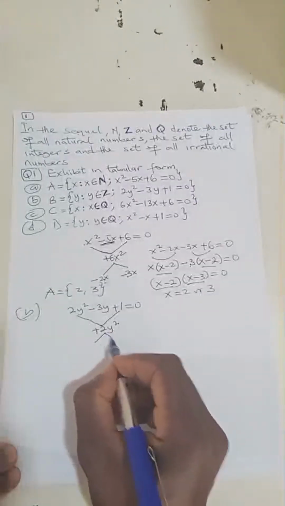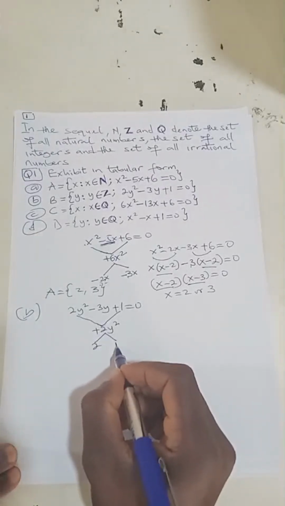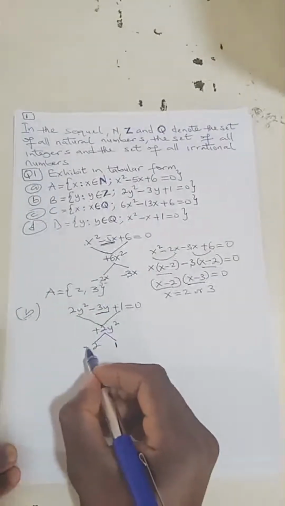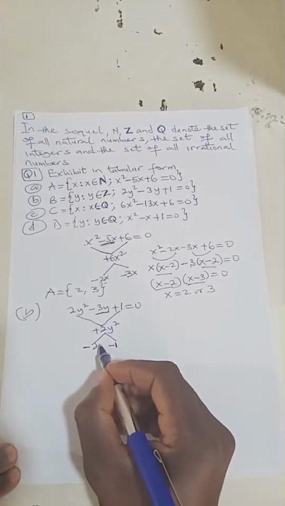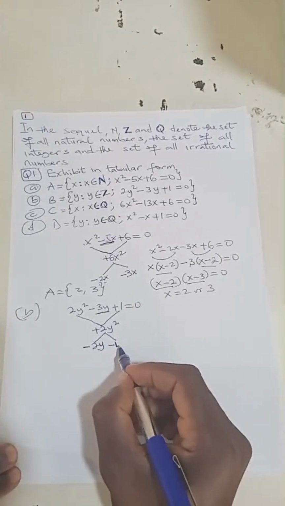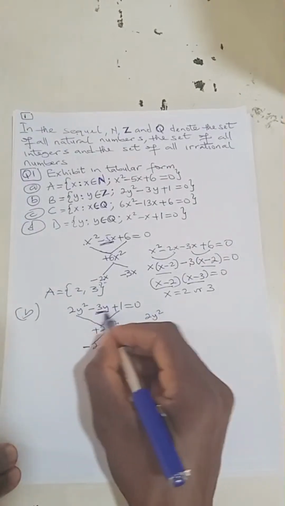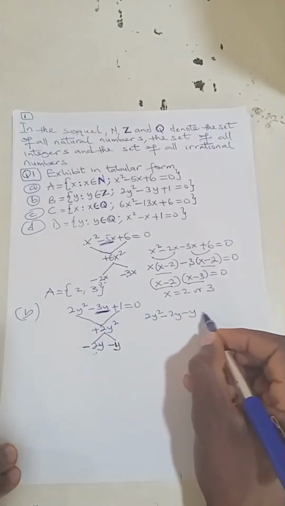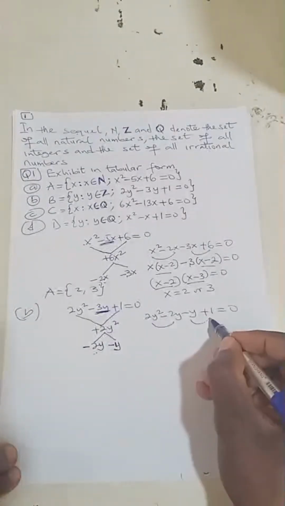That's plus 2y squared. Two factors of this will be 2 and 1. So how do we use 2 and 1 to generate minus 3? That will be minus 2 and minus 1. So we can pair the y. So we now have 2y squared, replace this one with these two numbers: minus 2y minus y plus 1 equal to 0.